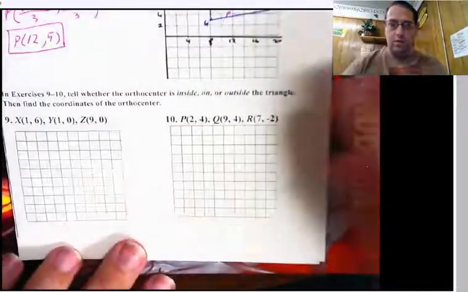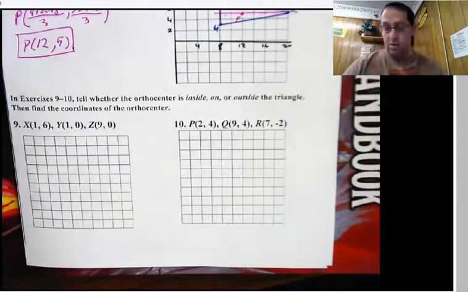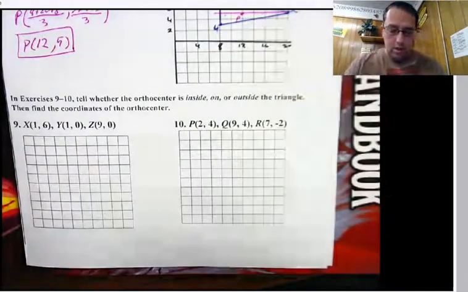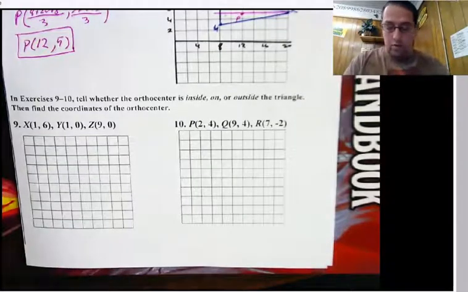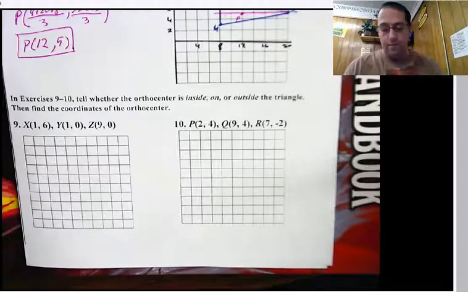All right, last two here. I know our video is running a little bit long, but that is okay because we're on our last two. Here, what we want to do is find the orthocenter. Is it going to be on the inside, the outside, or on the triangle? That's what we want to do first. Then we're going to find the coordinates.